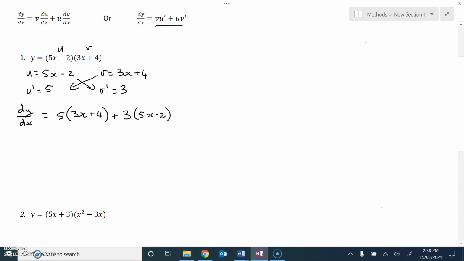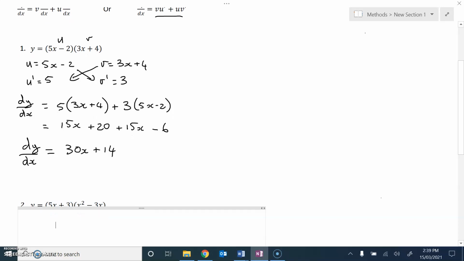Now there's my derivative. The next step is to expand and simplify, so that becomes 15x plus 20 plus 15x minus 6, so that gives me 30x plus 14. And that's my derivative with respect to x.